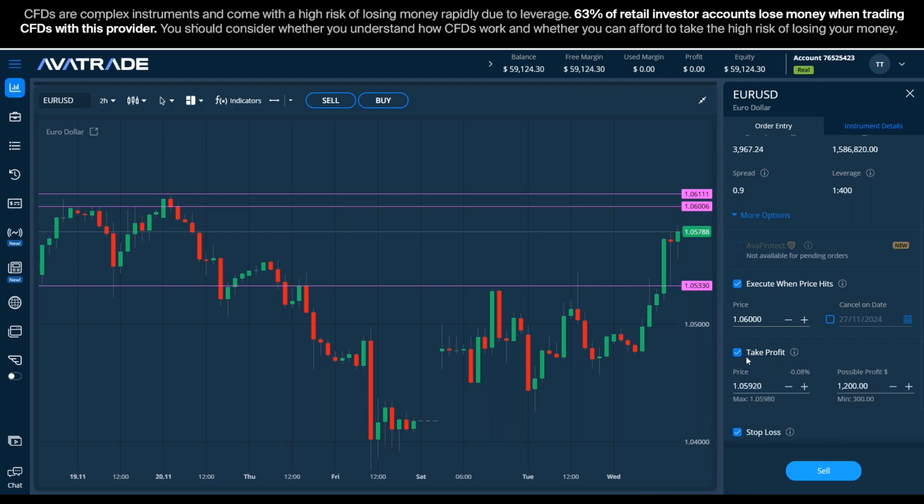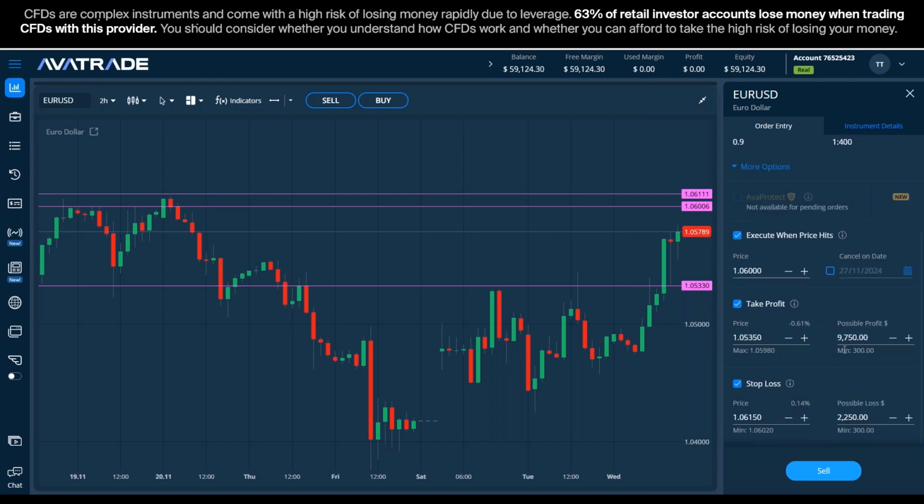So take profit 105.35, just before that support level. So now we're looking at better than 3-to-1 ratio, potential profit to possible loss. That's if we get the entry point we're looking for here to sell from. Again, why sell from here? Because it's a major resistance level.